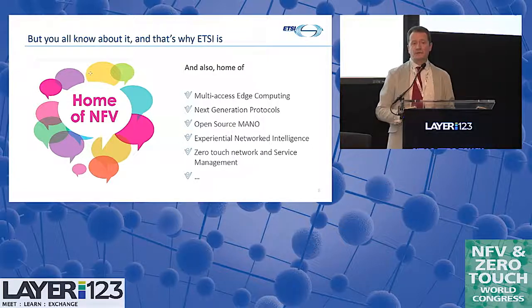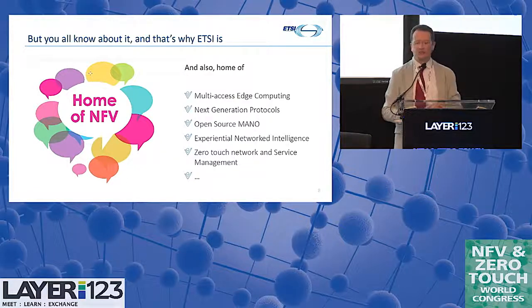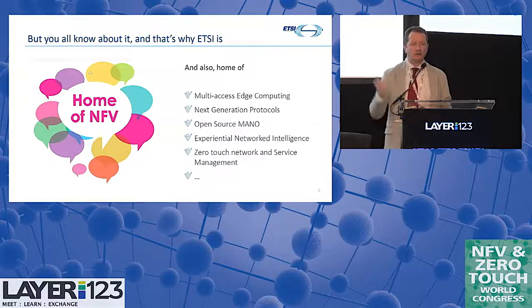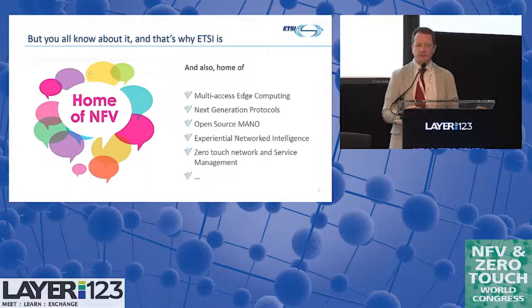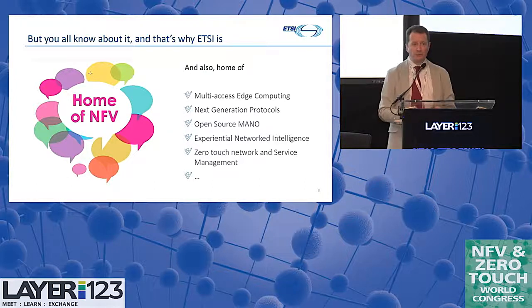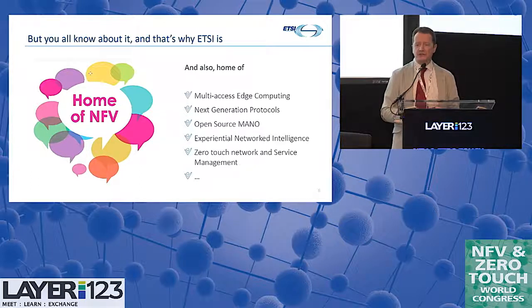And I guess the proof that this is working this way is that on one side, many people have decided at some point in time that we should go for network functions virtualization and make of it a standard, and we are happy to be home to that standardization work. But after that one came many others, and you heard about multi-access edge computing, you heard about next generation protocols, open source MANO, and so on and so forth. And still coming, because indeed, we will have to do many more things than standardizing.